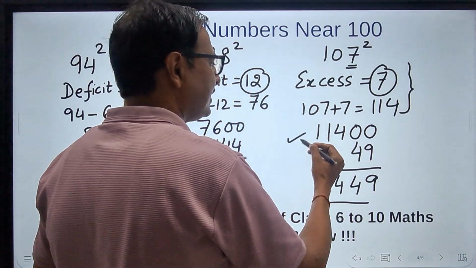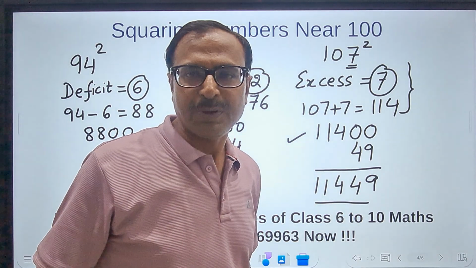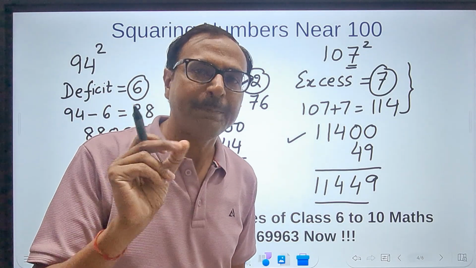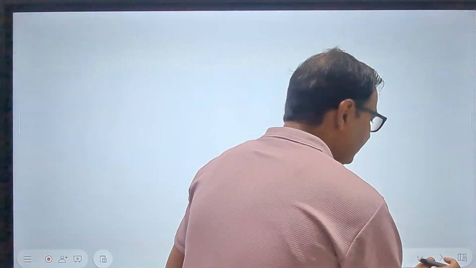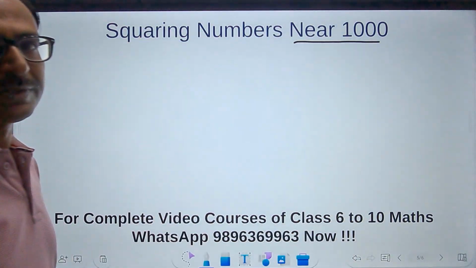Friends, you will never go wrong, and all these steps are not going to matter. You just have to write this step directly. Addition of 49 is an elementary step. So this can be done in 5 seconds with a little bit of practice. Let's see some numbers near to 1000.